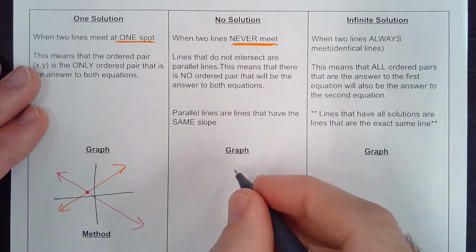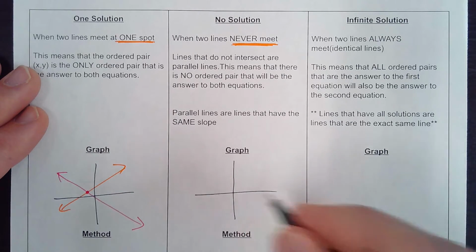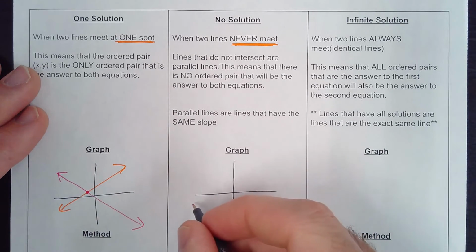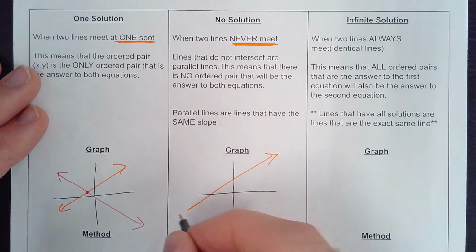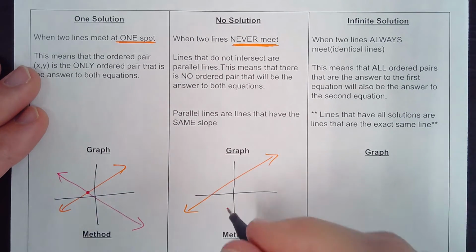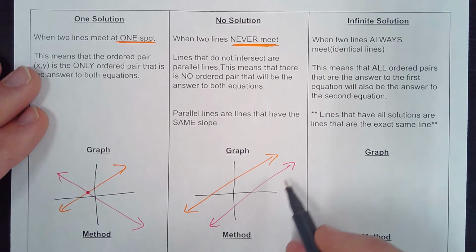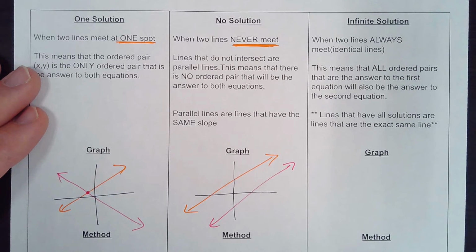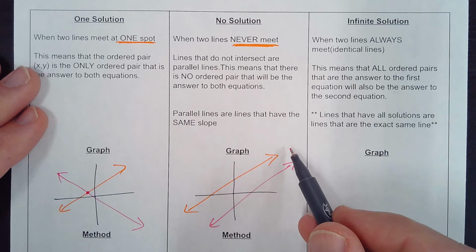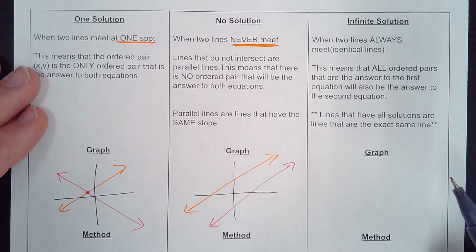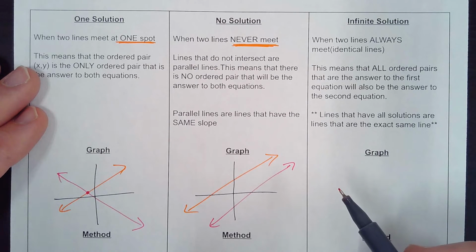So let's draw an example of that. If we had one line going like this, and I won't be able to draw it perfectly parallel, but imagine these lines are perfectly parallel. They're both going to continue on in both directions here, but they will never touch. They will never cross. They have the same slope, or the same m value if we're trying to graph them. This is an example of what no solution would look like.